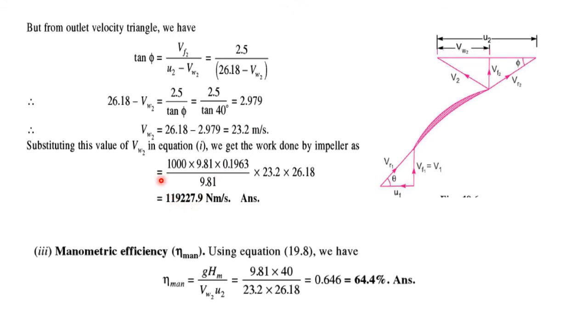equation. So putting the value of Vw2, we find out the work done by impeller, that is equal to 119,227.9 Newton meters per second. Manometric efficiency, by using the formula of manometric efficiency, that is g Hm upon u2 Vw2, comes 64.4%.